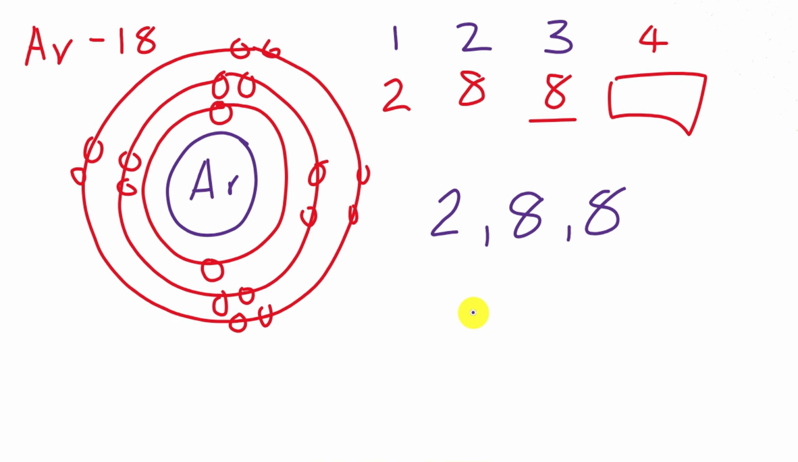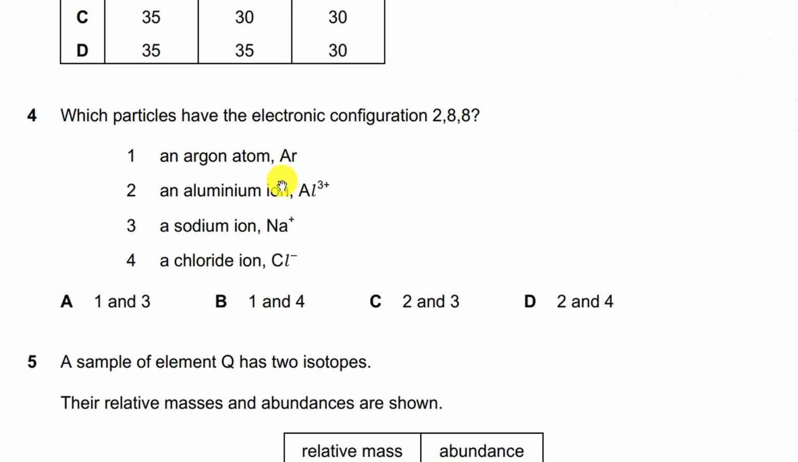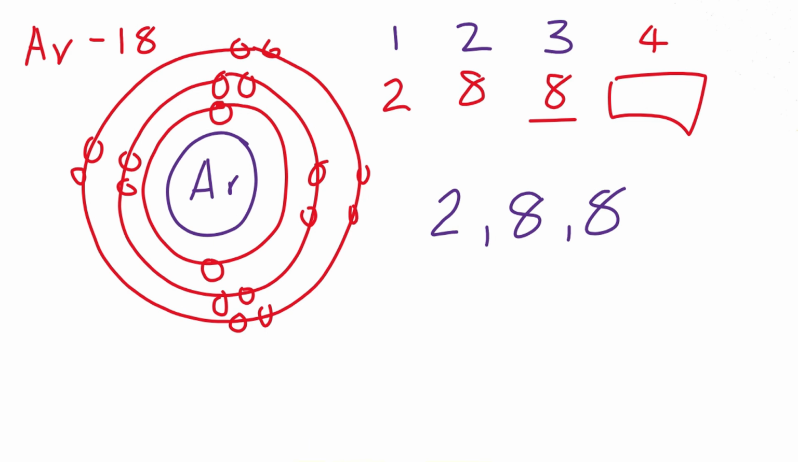So, if there is 1 extra proton in the nucleus than the number of electrons, it gives it positive 1 charge. If there are 3 extra protons than the number of electrons in the shells, it gives a 3 plus charge. So, this aluminium 3 plus refers to the atom losing 3 electrons. Therefore, it gains a 3 plus charge.